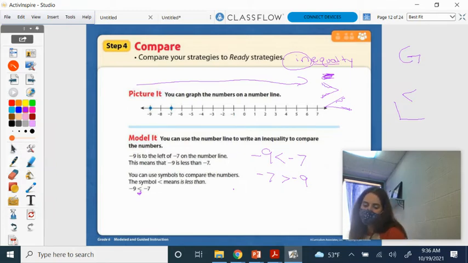What's the warmer temperature? Negative 7 or negative 9? Negative 7. Is 0 bigger than negative 1? Yeah. It's a bigger number than the negative numbers.